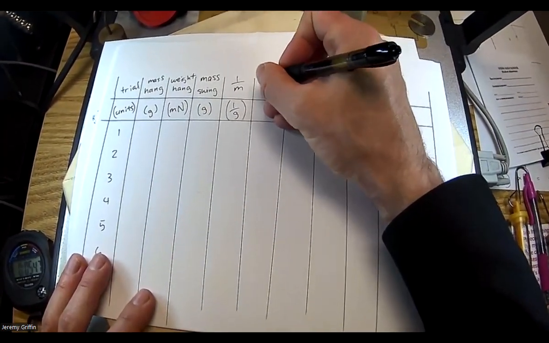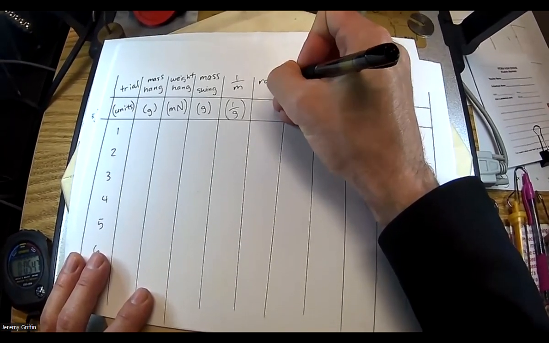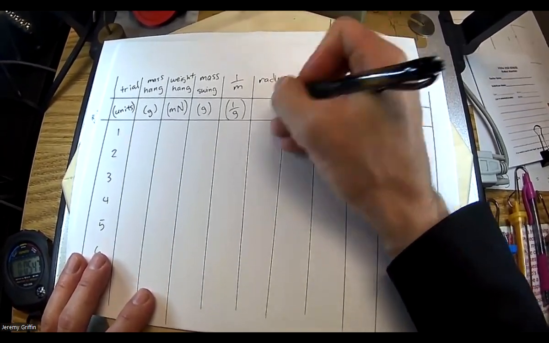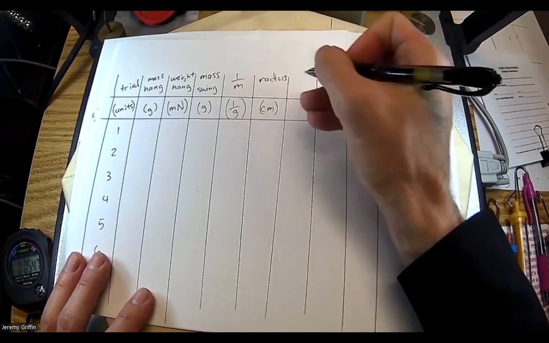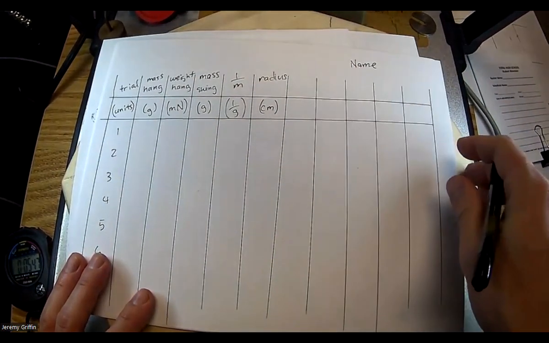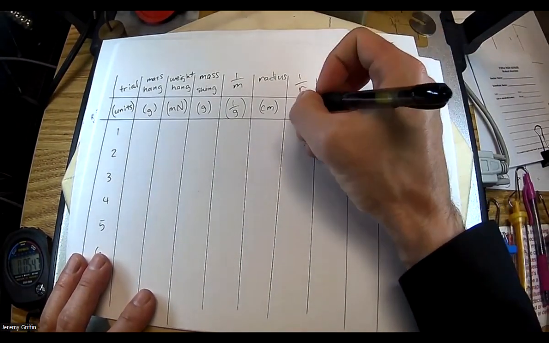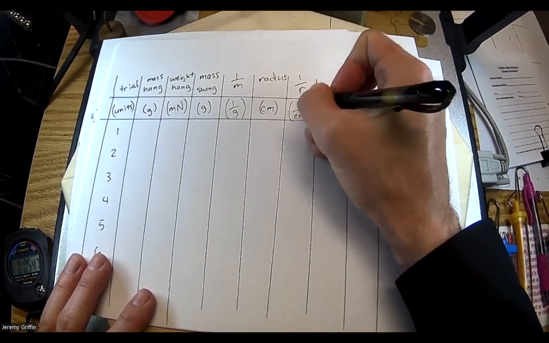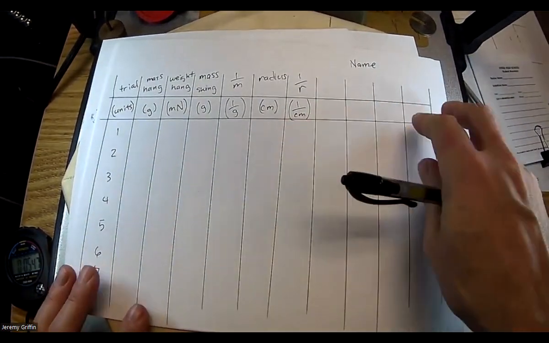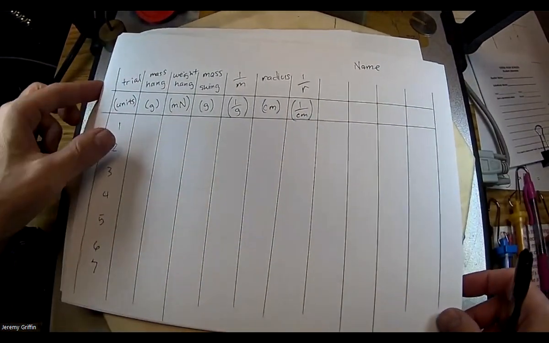Okay. I care about the radius. That could be in meters or centimeters. Maybe we'll call it centimeters, for example. Let's do 1 over r. That might be relevant. 1 over centimeters, something like that. And then I've got some more columns that are going to be related to the speed of this thing.